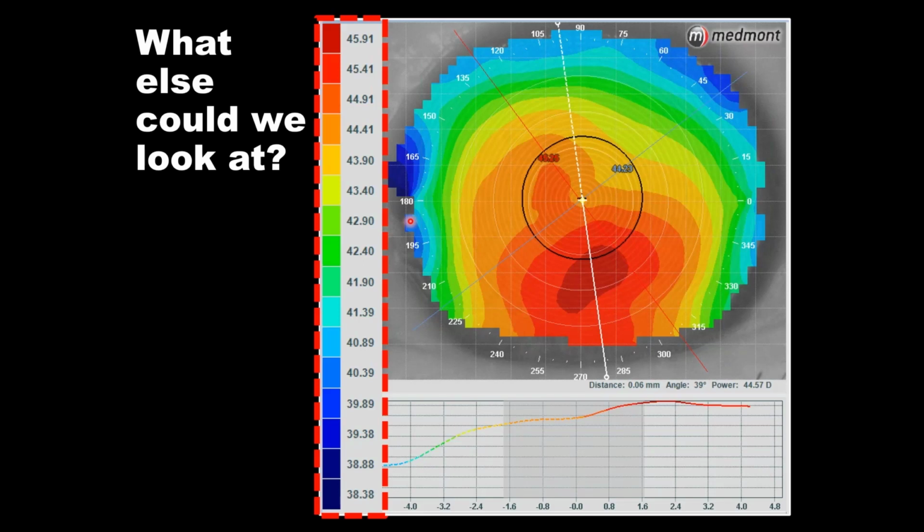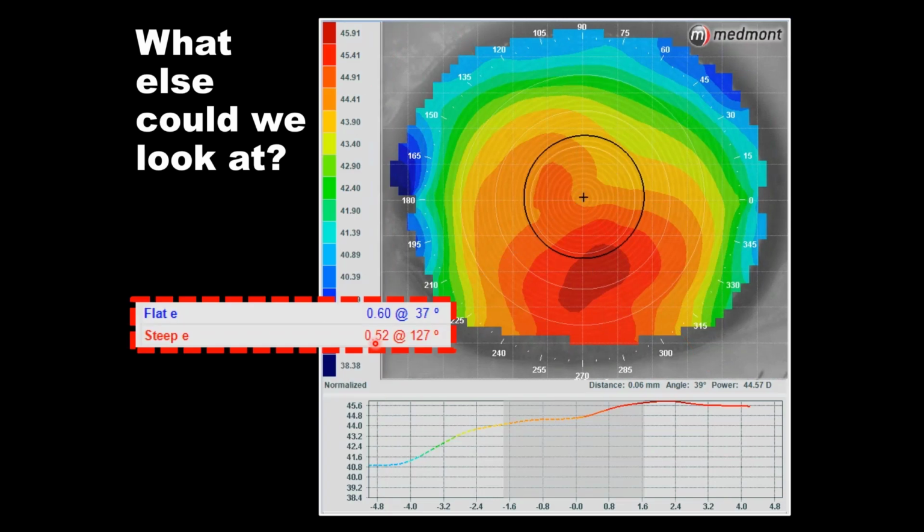So when you think about is it regular or is it irregular, just go to your axial topography in a normalized scale. Normalized meaning it's going to adjust the scale specific for the topography that you've displayed. In this case, the steepest we can read is almost 46, flattest we can read is 38. If we picked another cornea, it would completely switch up the scale.